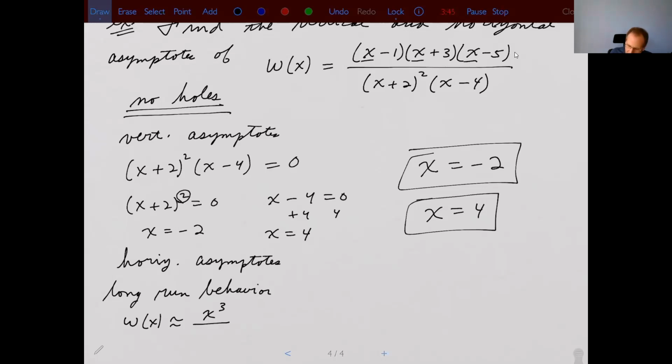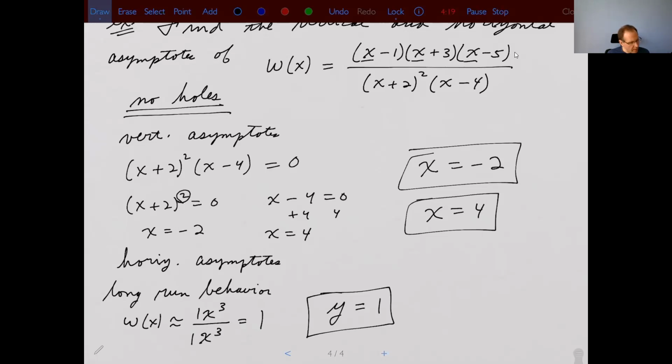over, and then in the bottom, well, if I square this term, x plus 2 squared, I'm going to get an x squared. x squared times x is also x cubed. And this just simplifies to 1, right? The degree of the numerator and degree of the denominator are the same. So it's just going to be the ratio of the coefficients, which is 1. So in this case, I must have a horizontal asymptote, and that line is going to be y is equal to 1.